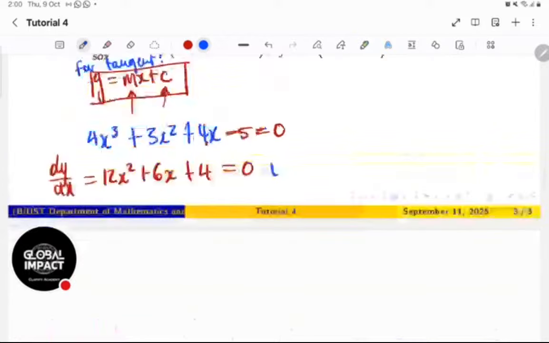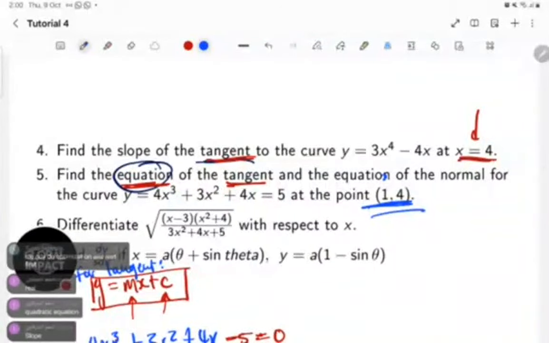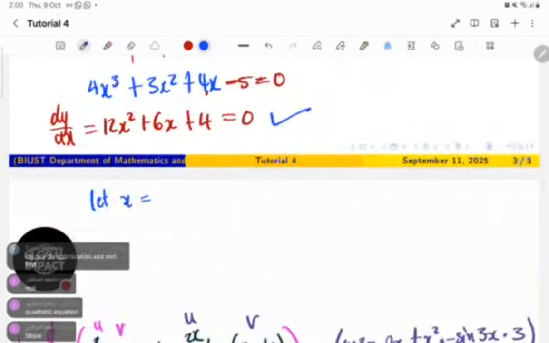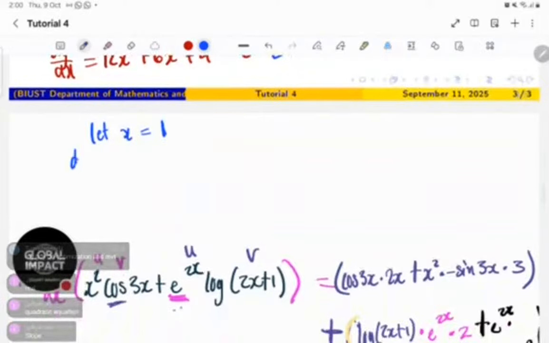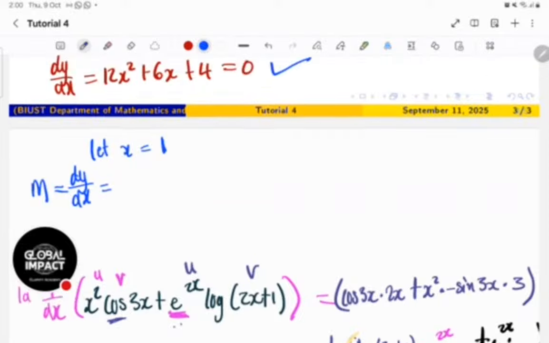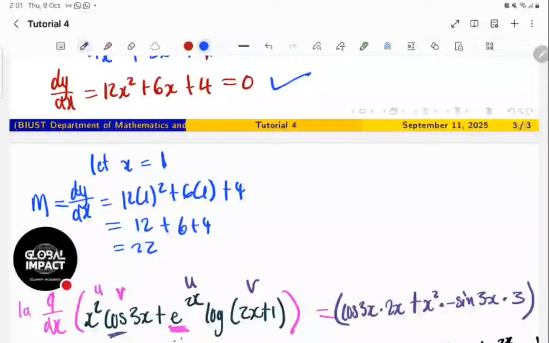You have your gradient. Now you're just going to say, let x be equal to something. Where is that something? Here, they said at the point (1, 4). So this is x and this is y. So you say, let x equal 1. You put it in dy/dx. So m, which is dy/dx, will be equal to 12 by 1 squared plus 6 by 1 plus 4, which is going to be 12 plus 6 plus 4.